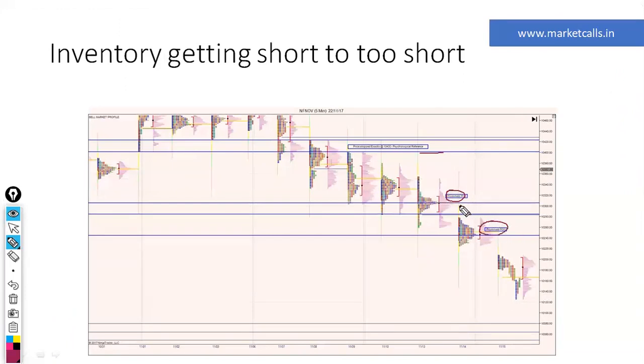These two prominent points of control back to back. It should happen back to back. I mean, today and yesterday, or today and tomorrow, something like that. It has to happen back to back. Then only we can say the inventory is getting long to too long. The third day, we are getting a rally high. All this combination of information says that inventory is getting long to too long, and one of these days, the short sellers are getting into a trap.